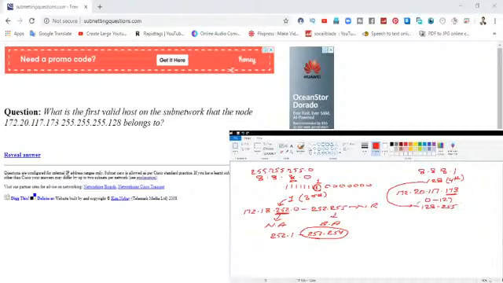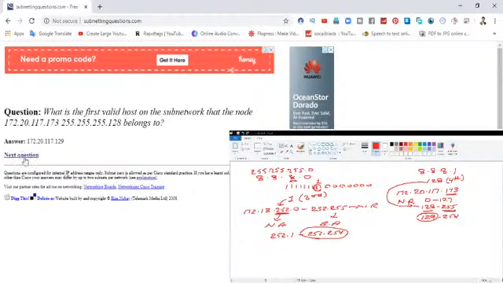The question was, what is the first valid host? We know this is the network range, this is the network address, and this is the broadcast address. What will be the valid host range? 129 to 254. So the first valid host would be 129. Let us check the answer. Cool, 117.129. The answer is correct. Very good.